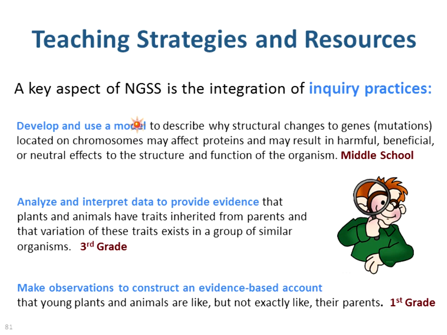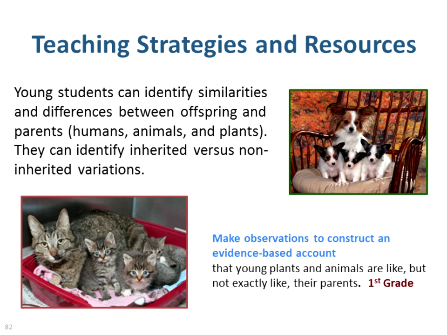So here for the little kids, the younger kids, we have make observations to construct an evidence-based account. Third grade, we have analyze and interpret data to provide evidence that plants and animals have traits that are inherited. And for the older kids, we have develop and use a model to describe why structural changes to genes, mutations, may affect proteins, and so on and so forth. So this is lovely. What do you actually do in the classroom? So here are some examples.